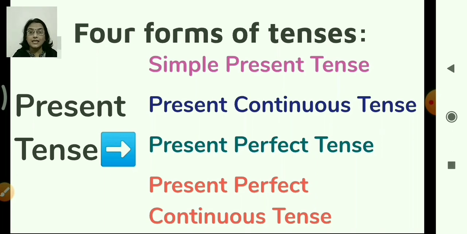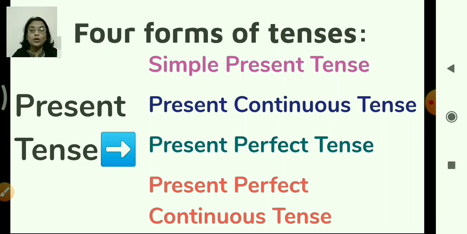The first is the present tense. In the present tense, we have these 4 subtenses, you can say. That is the simple present tense, then the present continuous tense, the third one is the present perfect tense, and the 4th, present perfect continuous tense. So present tense we can divide into 4 forms: the simple present tense, present continuous, present perfect, and present perfect continuous.